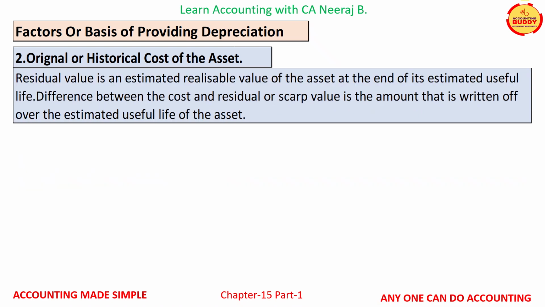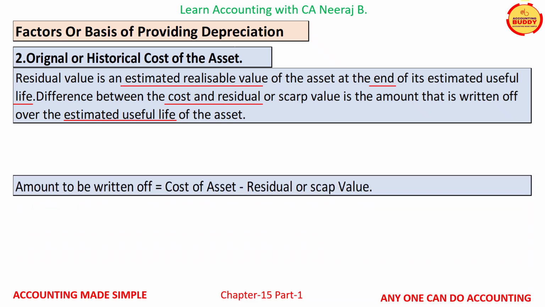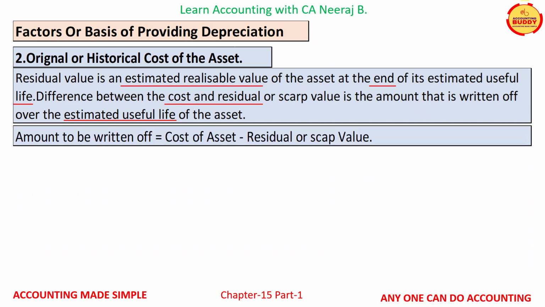Residual value is an estimated realizable value of the asset at the end of its estimated useful life. Difference between the cost and the residual or the scrap value is the amount that is written off over the estimated useful life of the asset. Amount to be written off is equal to the cost of the asset less residual or scrap value.